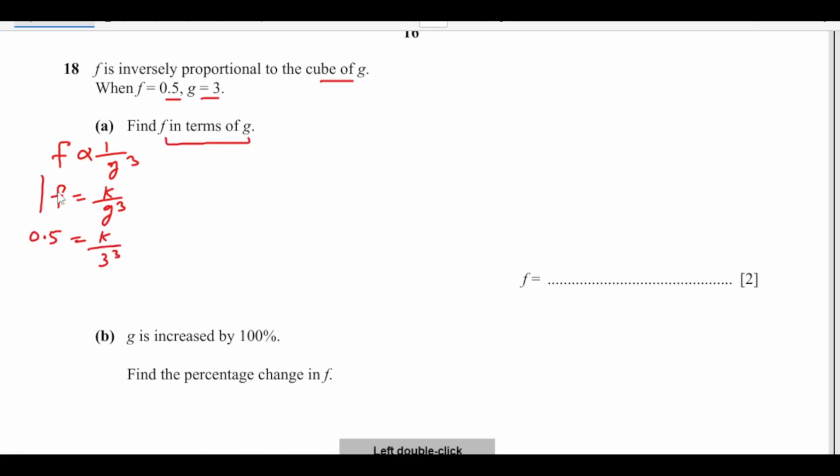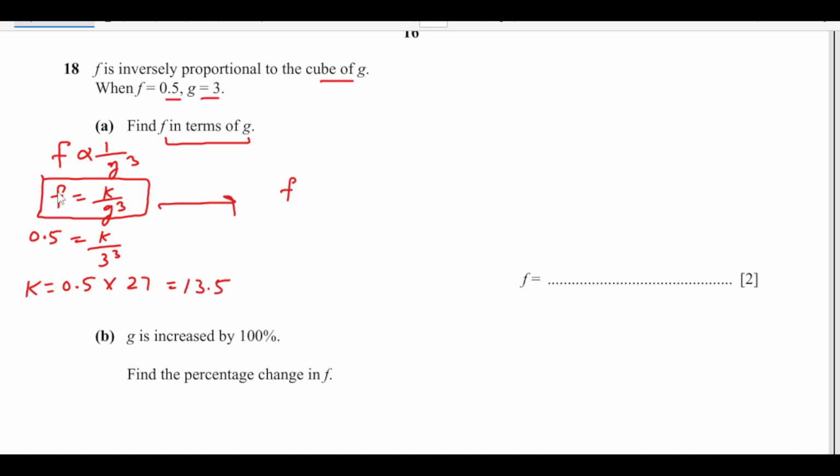So this one is the answer here. First of all, we have to find out the value of k. So this is the equation, and then k is going to be 0.5 times 27, which is 13.5. So the value of k is 13.5. So f is going to be 13.5 over g cubed. That's the answer. 13.5 over g cubed, right?